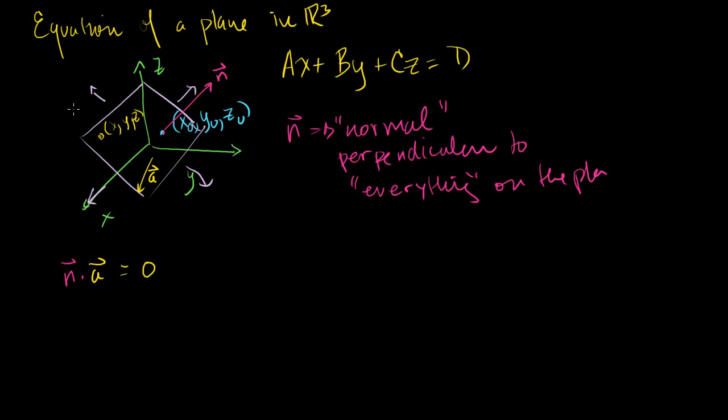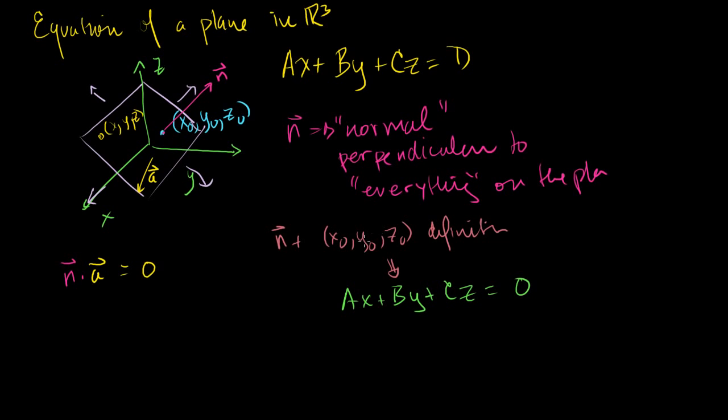So let's see if we can use this definition of a plane. I don't want to do the n plus some x naught, y naught, z naught definition, and see if I can go from that to just the standard linear equation definition, ax plus by plus cz is equal to 0. Let's see if there's some way where, based on what we already know and using this information, we can do that.